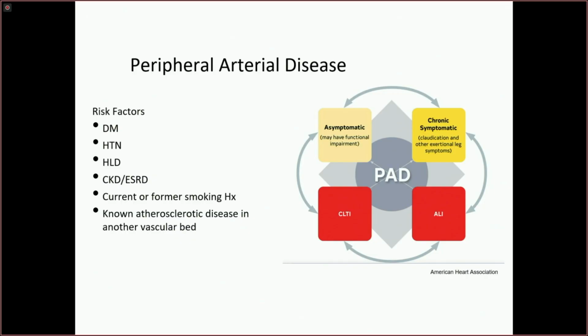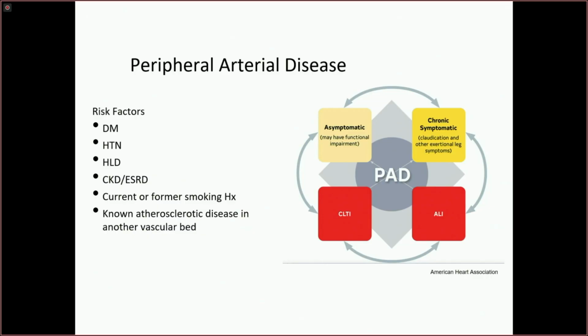Next is chronic symptomatic. These are our claudicants. Folks who have cramping or aching with exertion. That could either be the buttocks, thigh, or calves. And we only intervene on these folks if they have lifestyle limiting or debilitating claudication. And that's because folks who are claudicants, yeah, you can make them better, but at the same time, you can also flip them into acute limb ischemia or chronic limb-threatening ischemia.